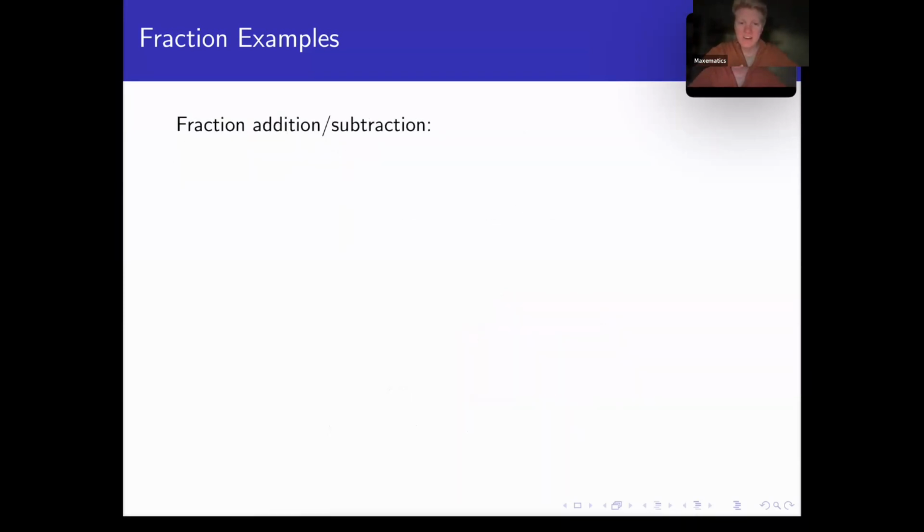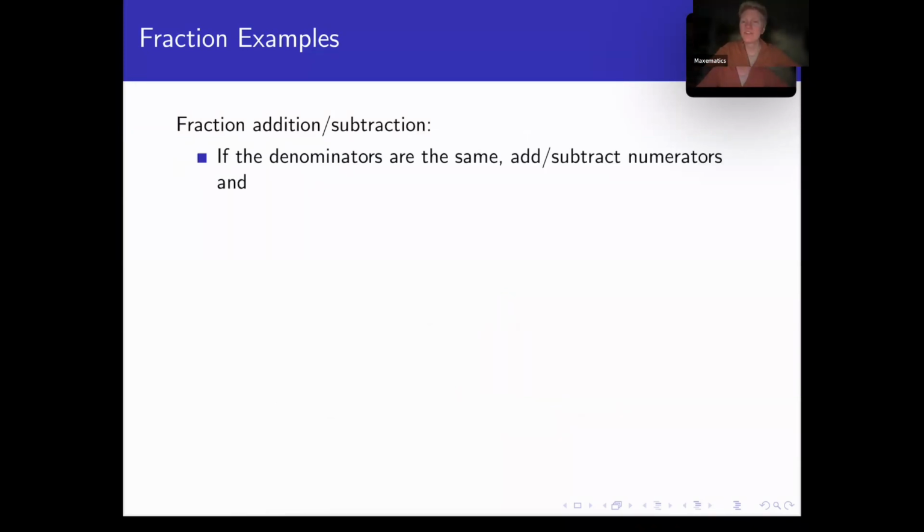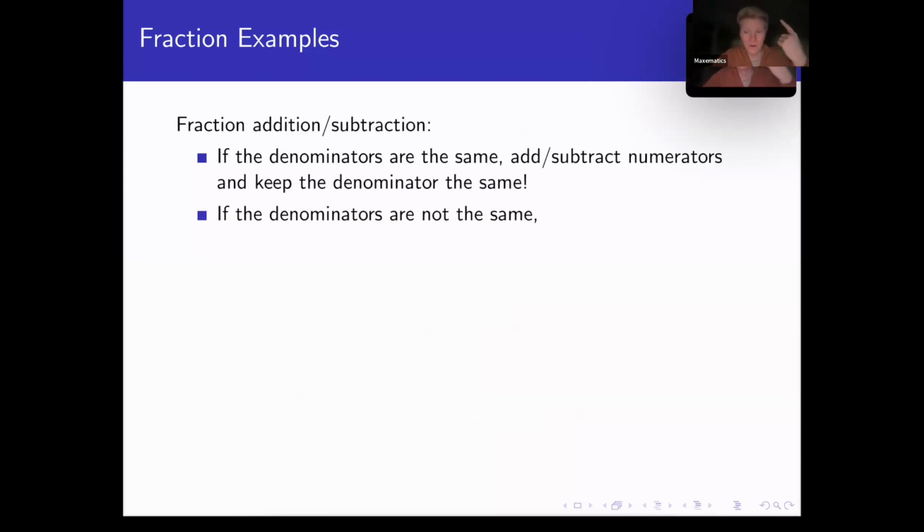Fraction addition and subtraction. Multiplication is really nice because it's just multiply across, but it's not so nice for addition and subtraction. For fraction addition and subtraction, what we need to do is make sure the denominators are the same. If they are already the same, then you're just adding and subtracting the numerators and keeping the denominators the same. You don't do anything with the denominators in addition and subtraction. But if the denominators are not the same, we have to make them the same. Let's do this together.